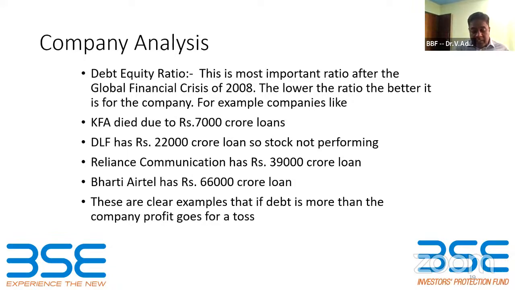See, we are very well aware that companies like Kingfisher died out because it took 7,000 crore rupees of loan. Jet Airways died, it took 8,000 crore rupees of loan. Then Reliance Communication, an 800 rupee stock became 1 rupee because it had taken a loan of 39,000 crore. So remember, friends, the debt equity ratio is very, very vital. Today, investors are looking for those companies which have a zero debt equity ratio, so that there is no pressure on the company and the company can perform well. Remember, friends, the lower the debt equity ratio, the better it is.